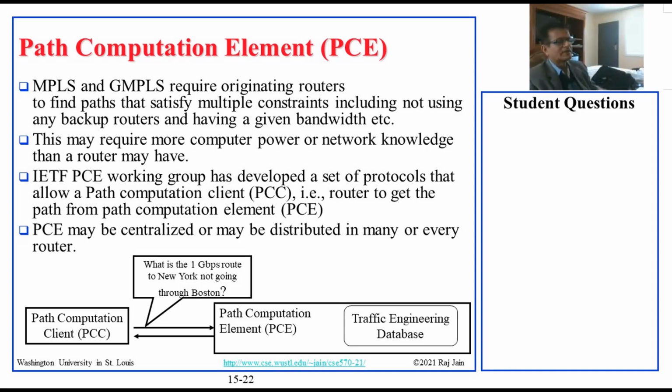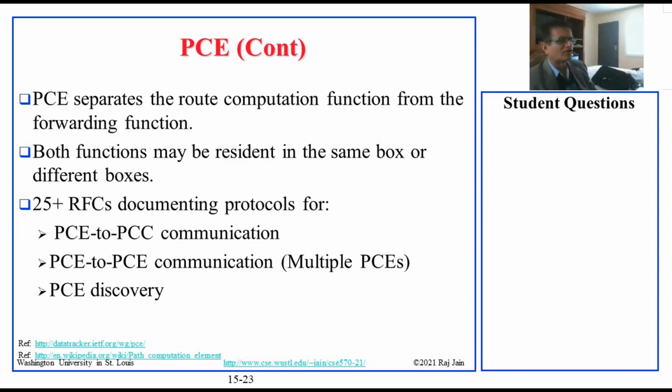So PCE separates the route computation function from the forwarding function. Both functions can be resident in the same box or different boxes. There are 25 plus RFCs that have been written on PCE to PCC communication, PCC is the client, and PCE to PCE communication when there are multiple PCEs, and PCE discovery: how do you find the PCE? So all of this was already done a long time ago. So that is one possible southbound.